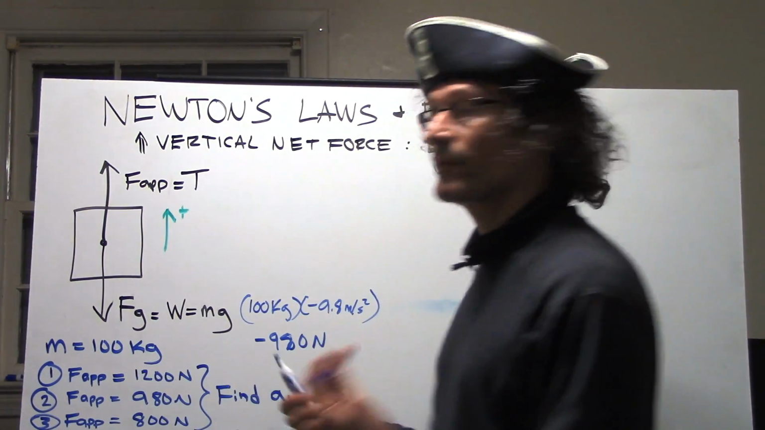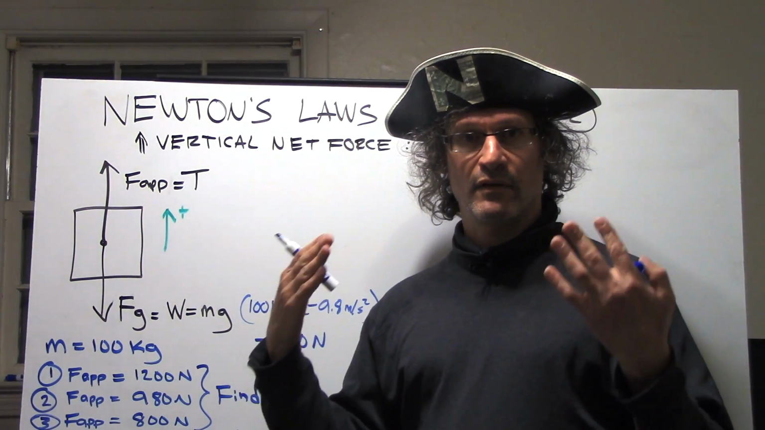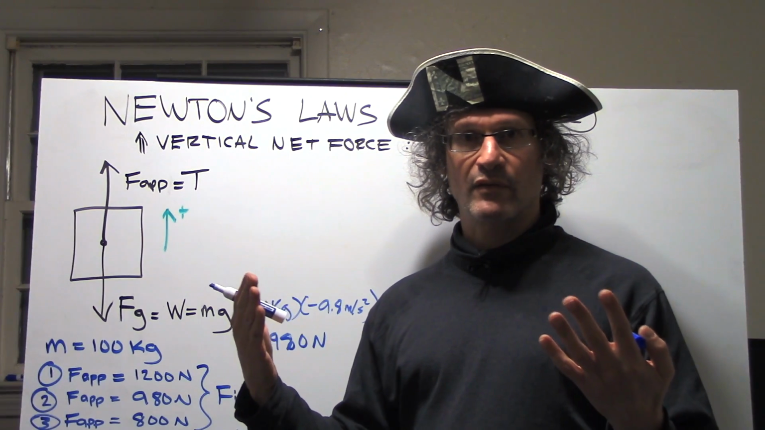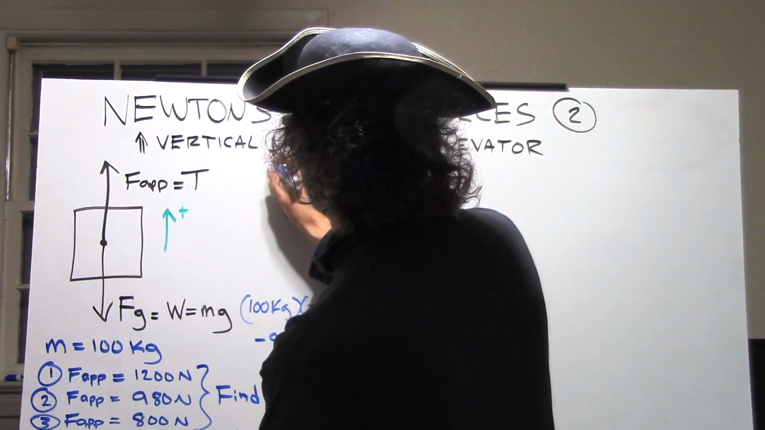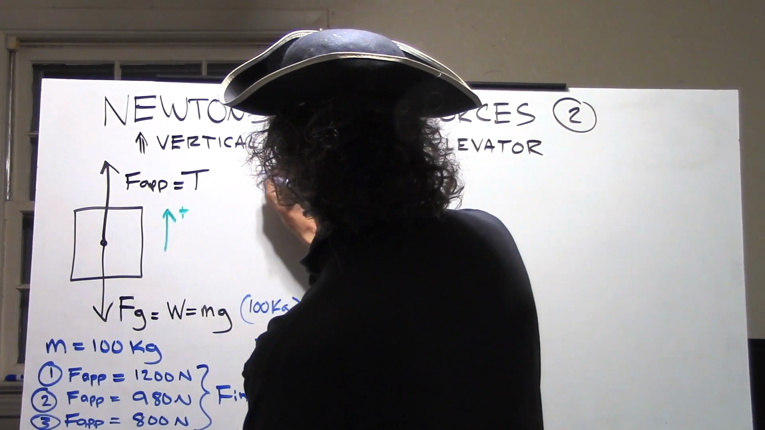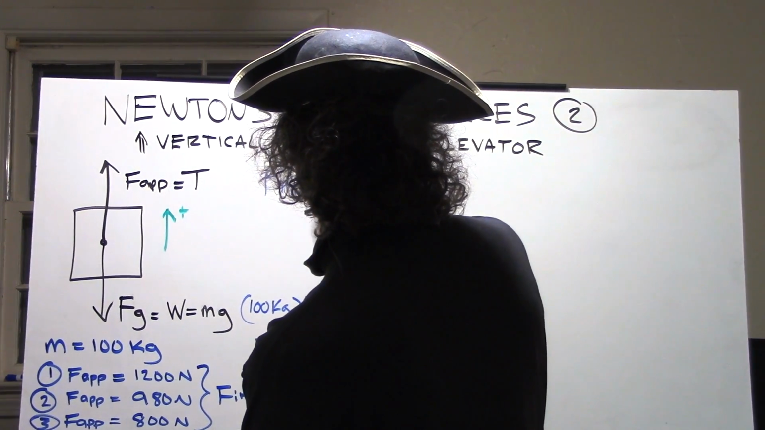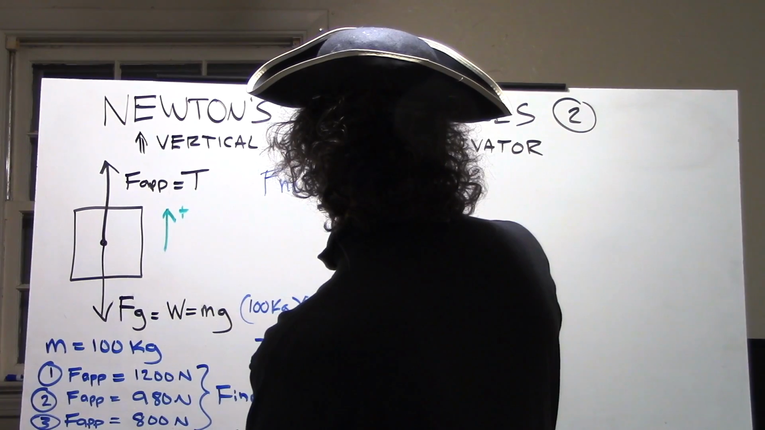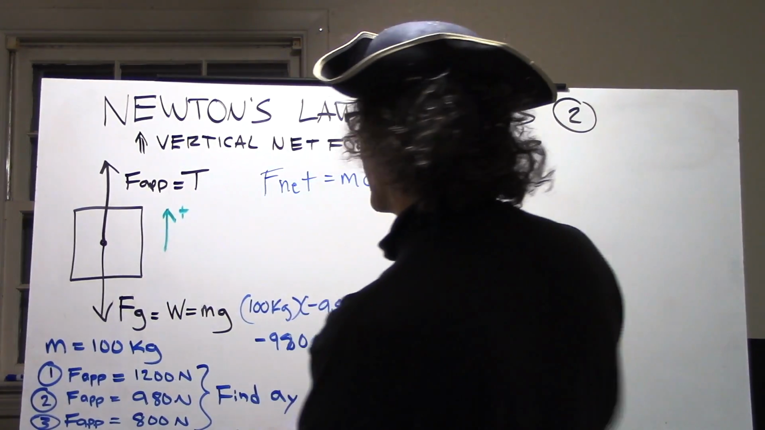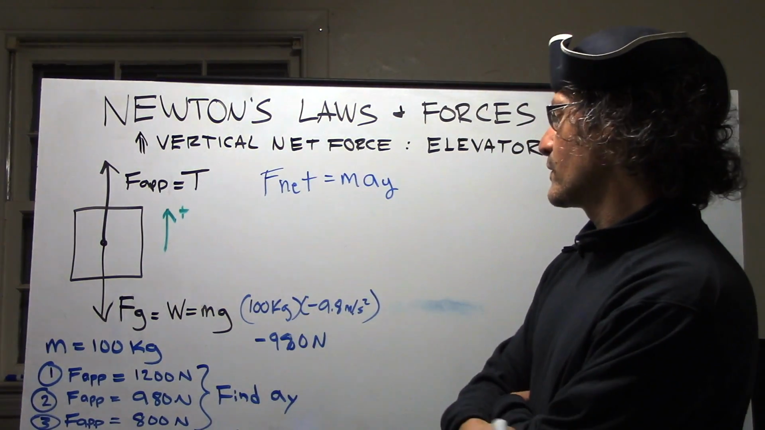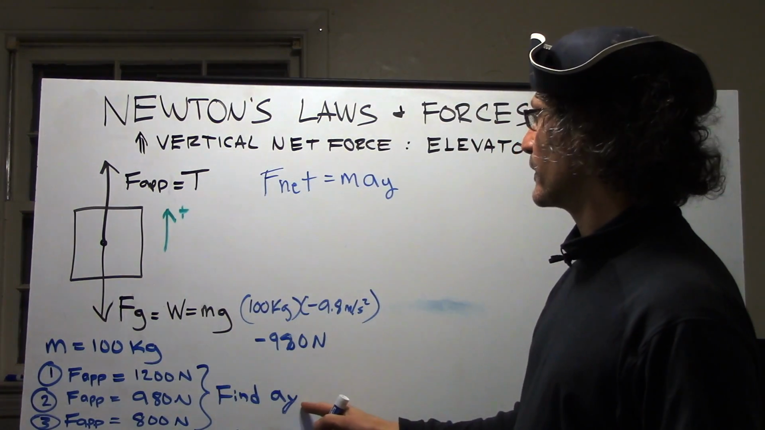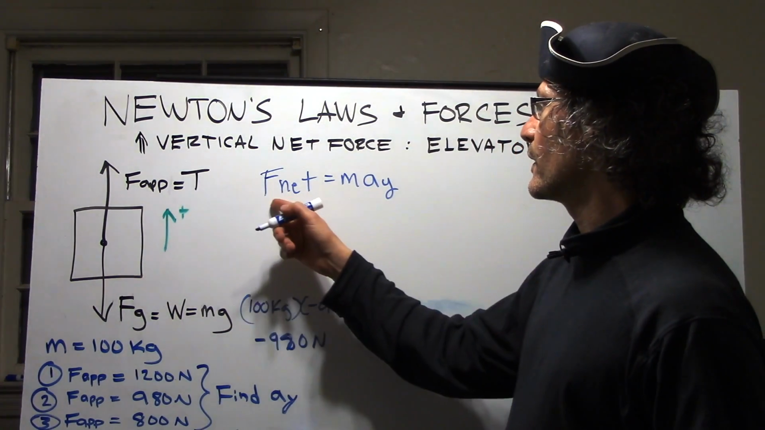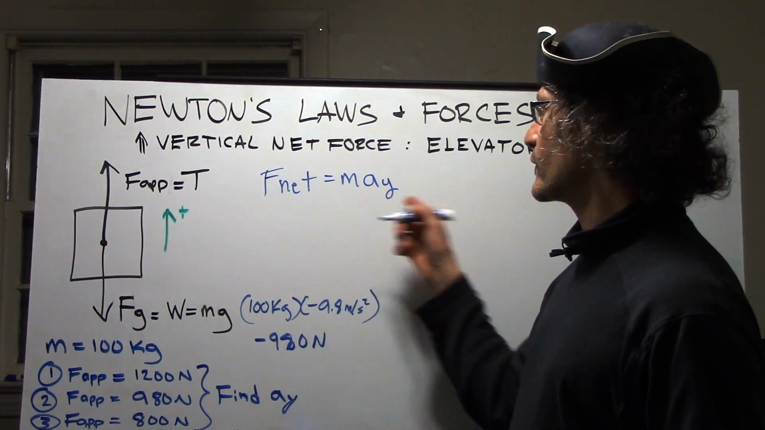All right. Well, to do this, I'm going to write down the second law equations. Newton's second law says that F net equals mass times acceleration. F net equals ma. In this case, we're looking at the y direction. So here we go. F net equals m times ay.